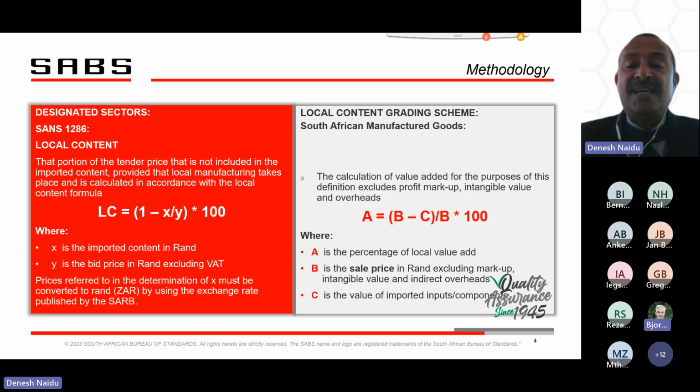The slide on the right-hand side, the difference is that it talks about the selling price of the product, and the calculation on the right-hand side is really just looking at it from a proactive basis, where any supplier that wants to verify and confirm their local content percentage has the opportunity to follow the route of the formula on the right, which talks about our local content grading scheme.